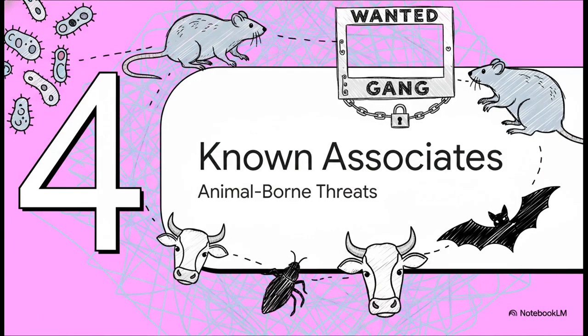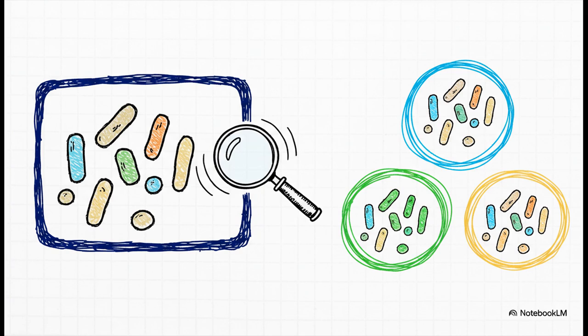Okay, let's widen our investigation a little bit to look at some known associates. These are other germs that are also spread by animals. And for a while, scientists thought they were all part of the same criminal gang. And this is a really fascinating bit of microbial forensics.